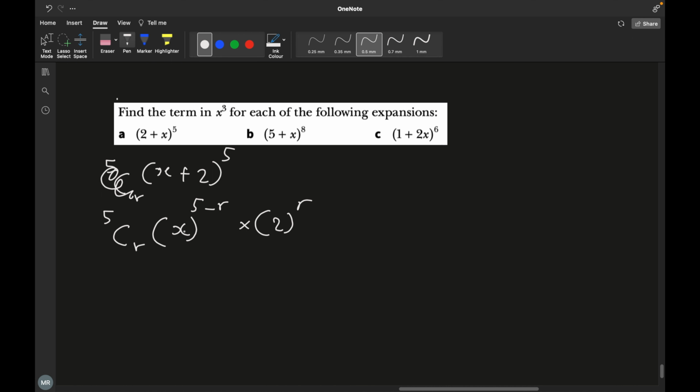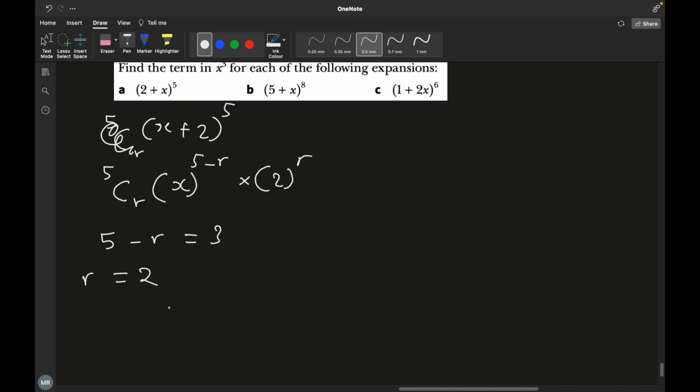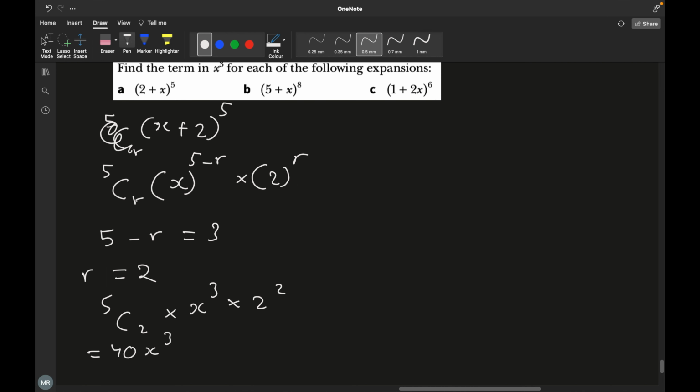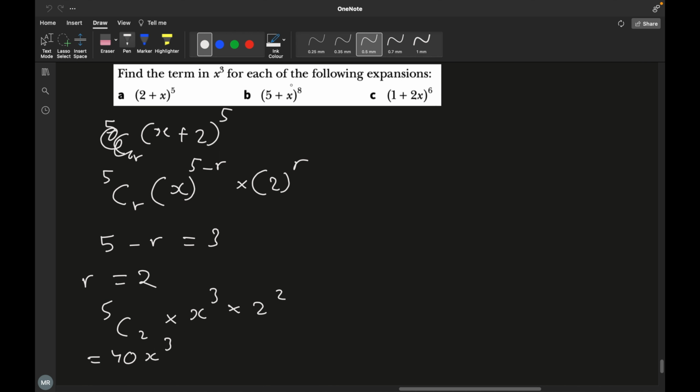We know that the term must be to the power of 3. So therefore 5 minus r will be 3, so r is 2. This is going to be 5c2 multiplied by x to the power of 3 into 2 squared. We get 5c2 is 10 multiplied by 4 is 40. So this is 40x cubed. This is a very quick and efficient method of solving such types of questions.